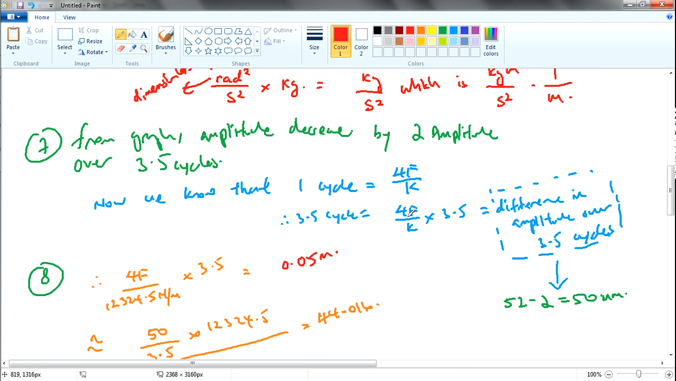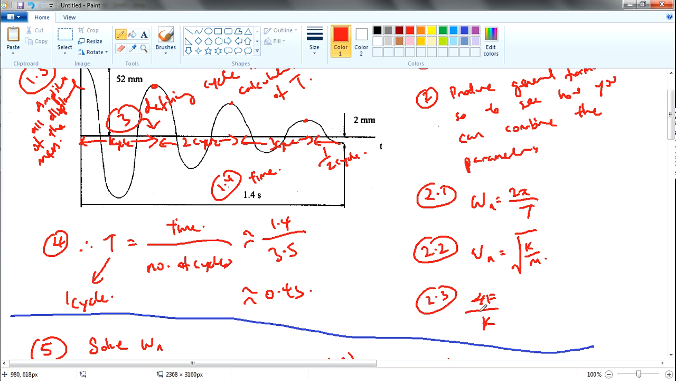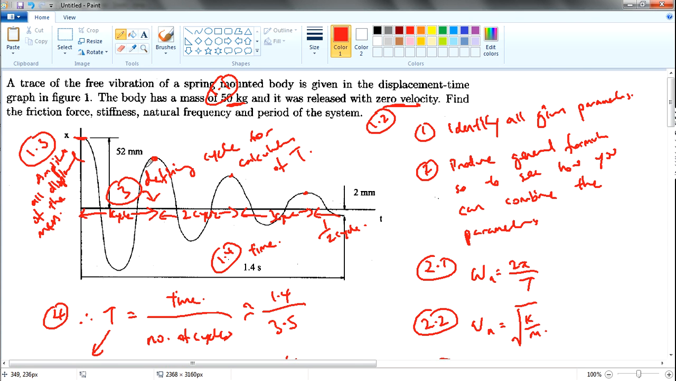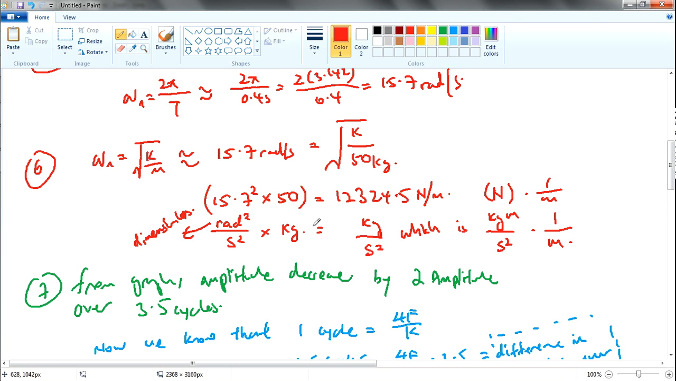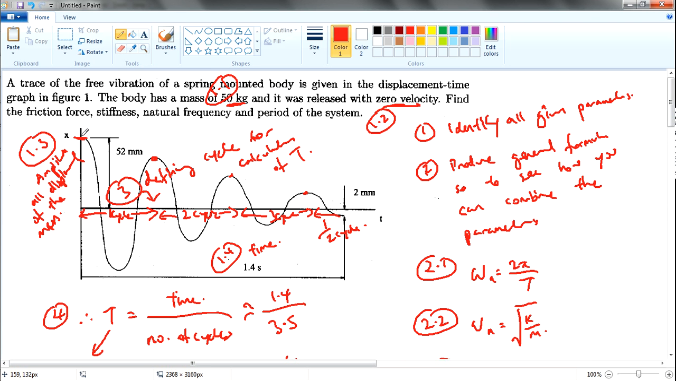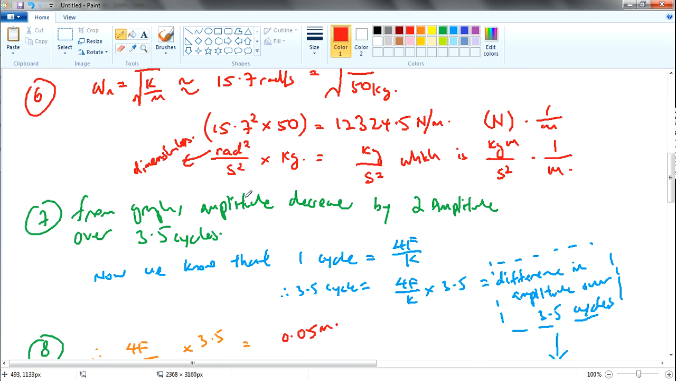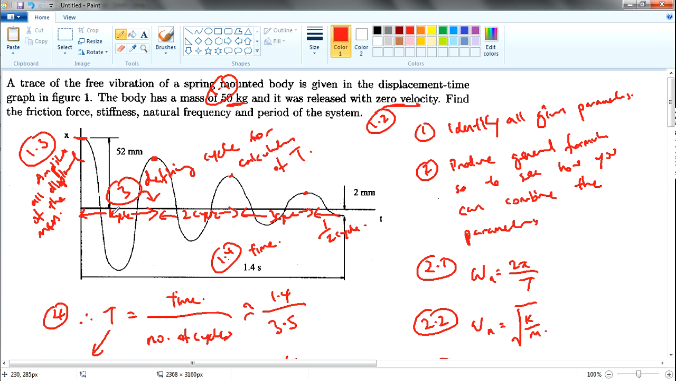In order to solve for F, we use this formula, the last one, 4F over k. The F itself is the friction force. Intuitively, the friction force will cause decay across one cycle. Therefore, we're using the concept that we learned earlier from lesson 2. We know that the amplitude decreased by 50 millimeter. At first, this is across 3.5 cycles, if you remember. At first it's 52 millimeter, and now it's 2 millimeter. So across these 3.5 cycles, we have 50 millimeter amplitude loss.